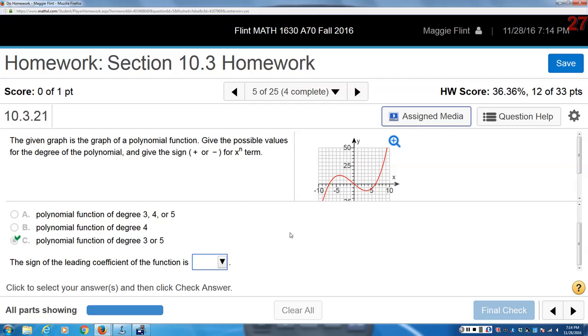Odd functions, positive, odd functions, negative. Okay? Positive is when your right hand's up, negative is when your right hand's down. As for cubic, the sign of the leading coefficient of the function is positive because the right hand's up.